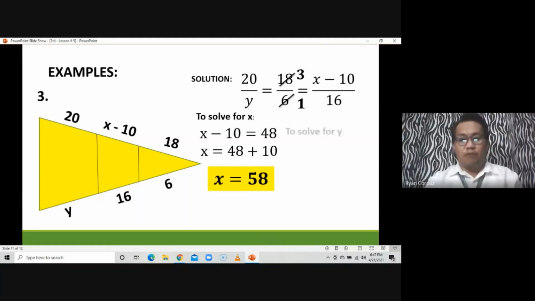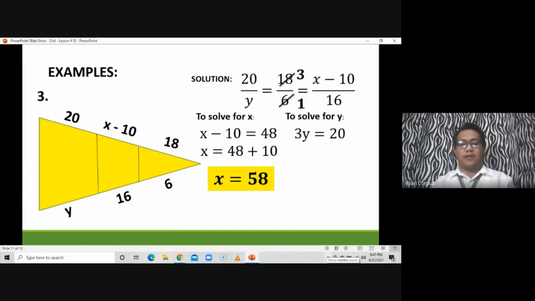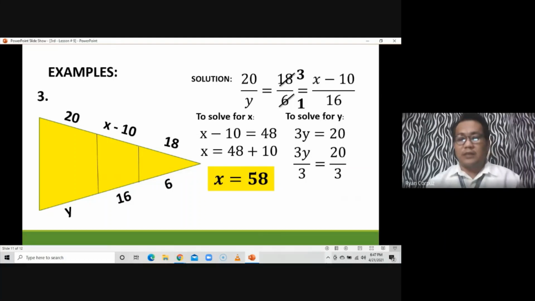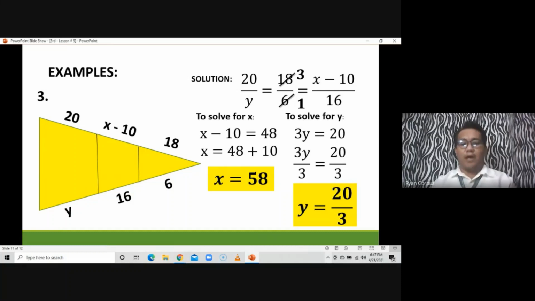Next, let's solve for y. Disregard naman natin ito. So dito tayo mag-focus. So ito yung may y. 3 times y is 3y. 20 times 1 is 20. So meron tayong 3y is equal to 20. Then since we are solving for y, and it's still accompanied by 3, we have to remove 3 by dividing both sides of the equation by 3. So cancel the 3, y will be left. So y is equal to, since 20 is not exactly divisible by 3, it will stay as it is. So the value of y is 20 over 3.